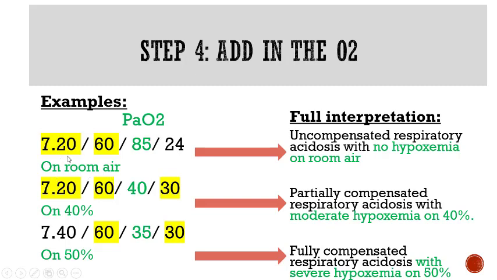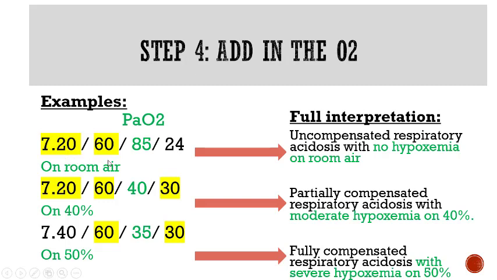The reason it's uncompensated is because you have this high acid, you have a high CO2, it's giving you an acidotic pH, and the bicarb is normal. The bicarb is not compensating at all, so it's uncompensated. The reason you have no hypoxemia is because 85 is within the range of 80 to 100, so this patient does not have hypoxemia. And then you always say on room air because it's important to include what they are on for an FiO2.